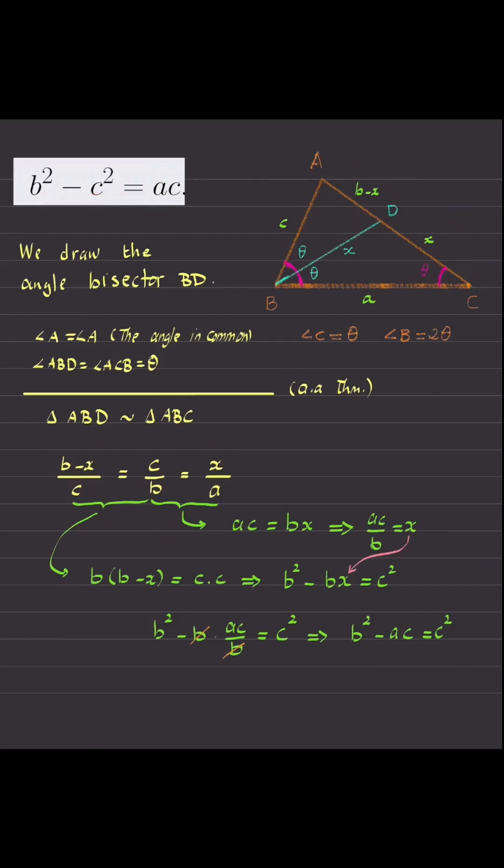So what I will do, I move C squared to the left and AC to the right. B squared is already there. I move C squared to the left, so it becomes minus C squared, but I will move minus AC to the right, so it becomes positive AC. And that is exactly the relation that we were looking to prove.